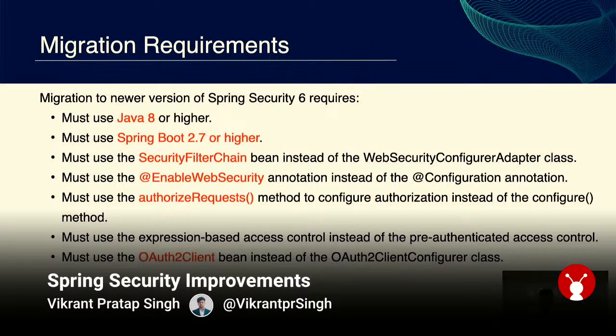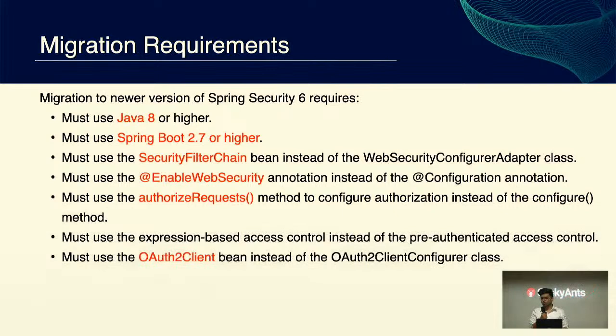Then the next point is you must use the OAuth client bean. They have deprecated the OAuth client configure class. Instead of that, we have to make use of the OAuth client to configure our OAuth client-based authentication process. Okay, let's see an example implementation of Spring Security 6 with Spring Boot 3. Let's see how we can configure our beans and classes to be compatible with the Spring Security 6 implementation.